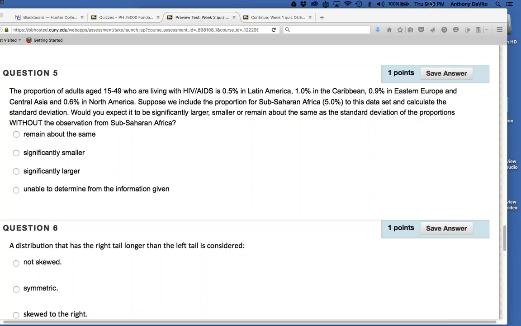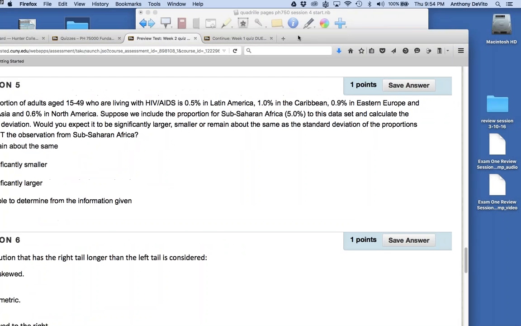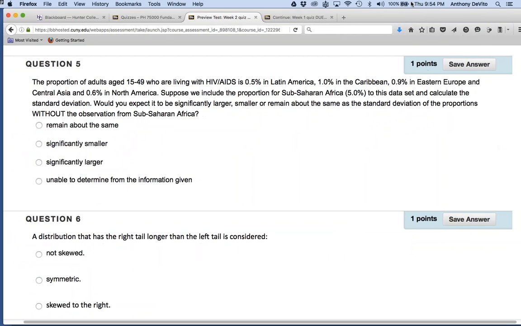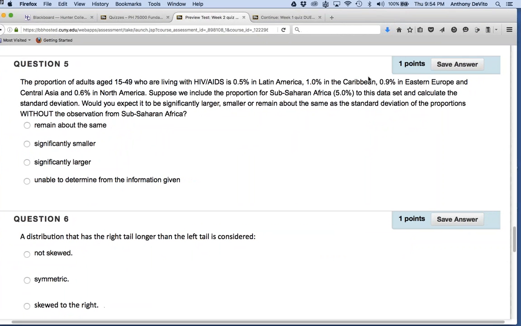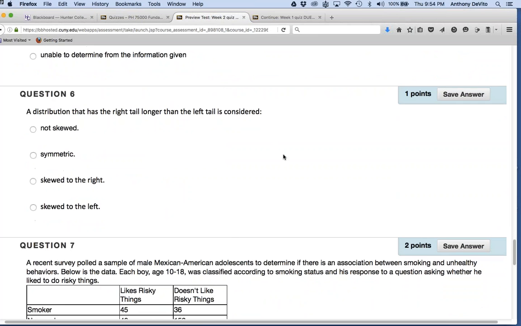Well, what is standard deviation a measure of? Standard deviation is a measure of variability or spread, right? Well, if we look at the sample we had before, 0.5%, 1%, 0.9%, they're clustered pretty close together. There isn't a lot of variability. And now we throw in this number that's almost an outlier, a much bigger number. So it's going to make the variability larger, and that includes the range, the variance, and the standard deviation. So we would expect all of them to be significantly larger. Right? Okay, good. So you guys agree. I see we got some people agreeing with me.